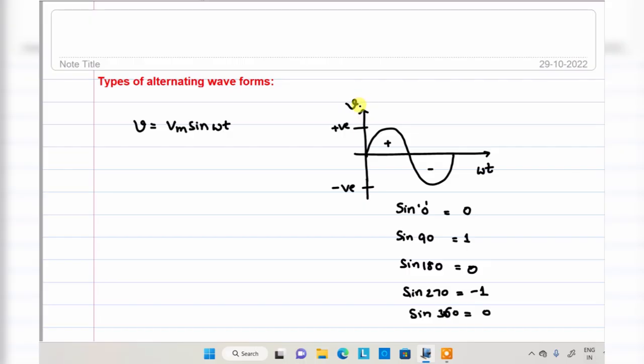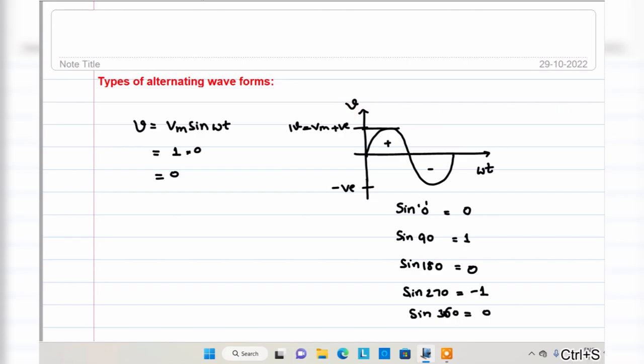Maybe this Vm value, the maximum value, is, for example, 1 volt. Then 1 into sine 0 is 0, right? Initially it is 0 volt. In the second case, Vm is equal to 1 into the sine of 90 degrees, which is 1, so we get the maximum magnitude. Like that, this waveform obeys the sinusoidal waveform. That's why it is alternating.